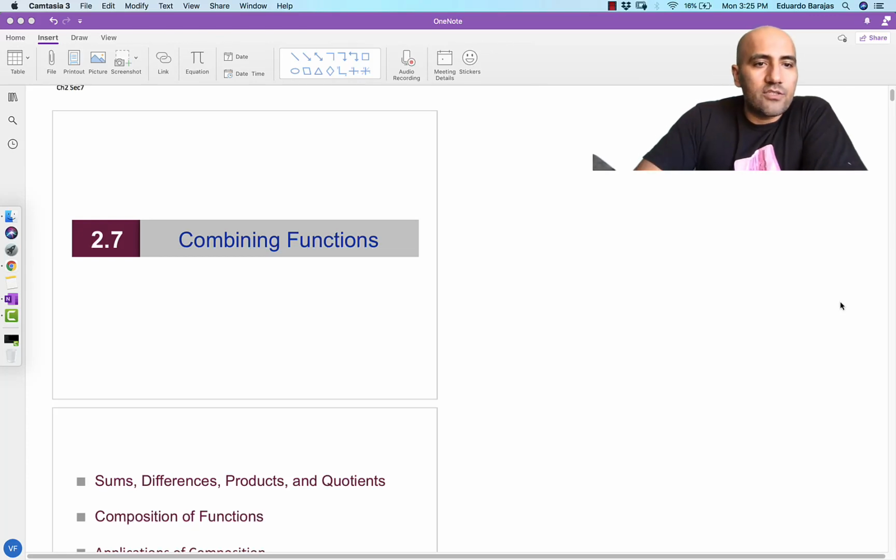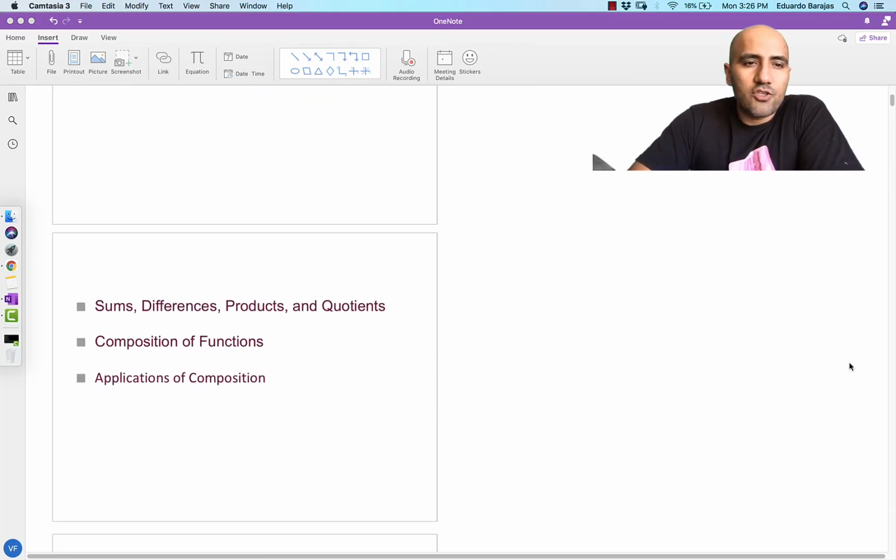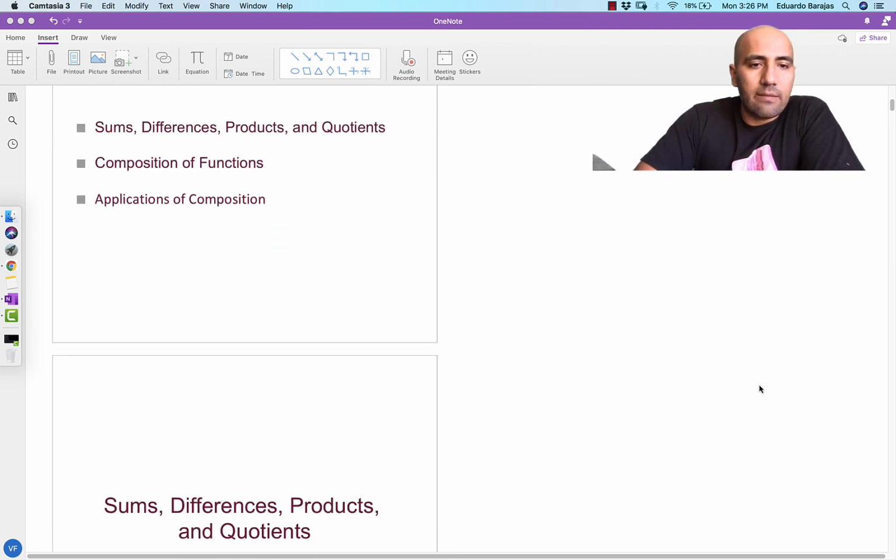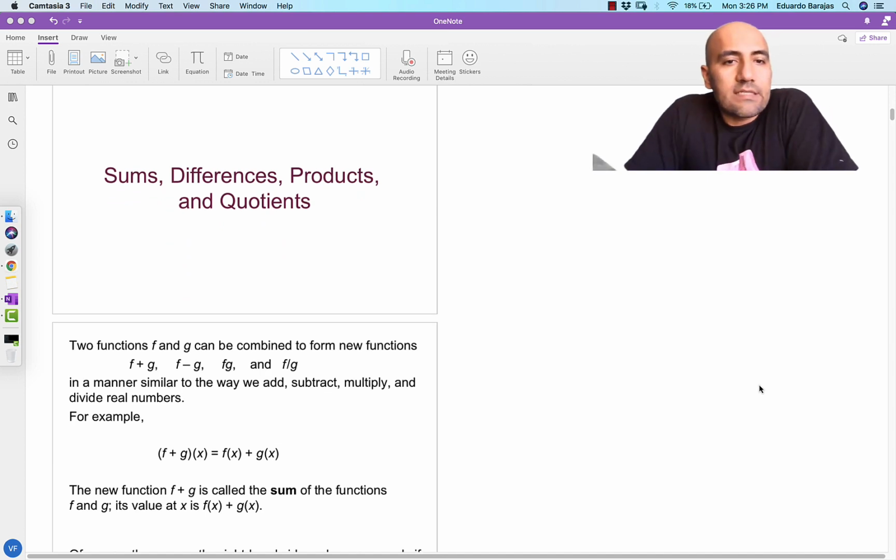Okay, Chapter 2, Section 7, Combining Functions. In this section, we're going to look at the sums, differences, products, and quotients of functions, composition of functions, and applications of compositions. Okay, so first we're going to look at the sum, difference, products, and quotients of functions.